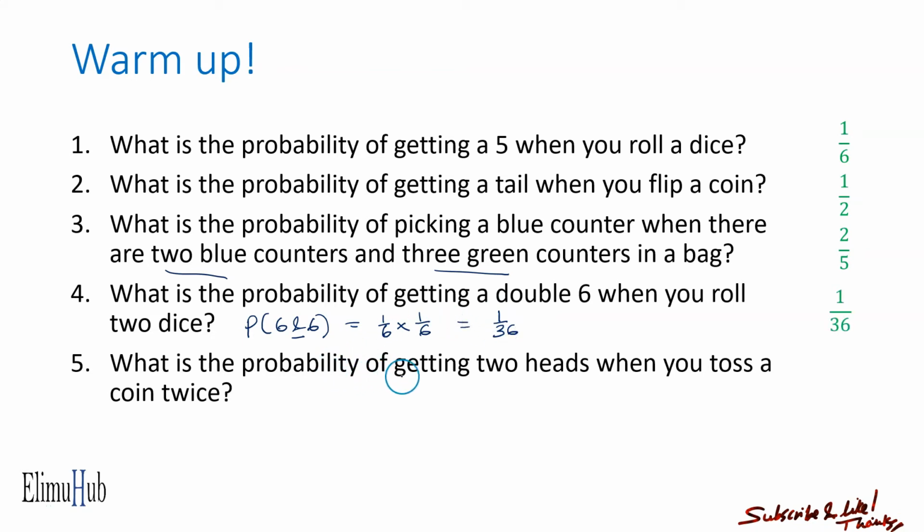Right, what's the probability of getting 2 heads when you toss a coin twice? So again, we want the probability of head and head, and we multiply probabilities. Probability of getting the head is half, and again it's the same coin, so you get 1 out of 4. Hopefully you got those right.